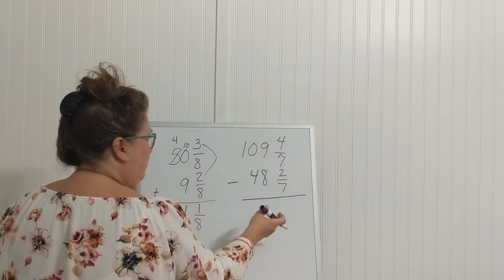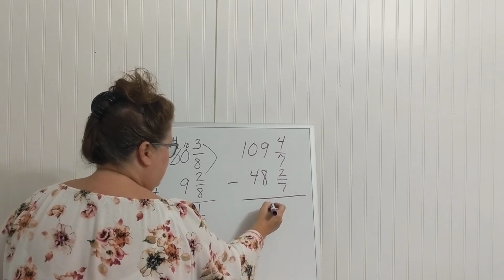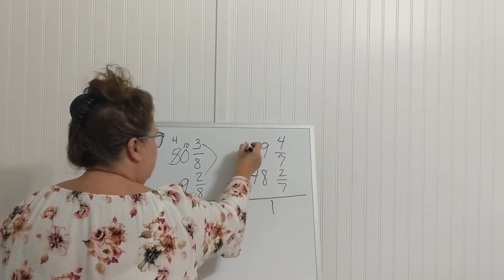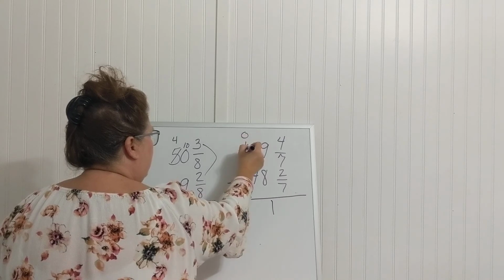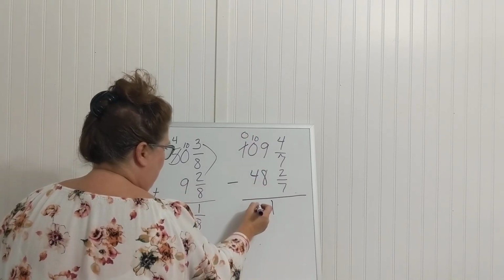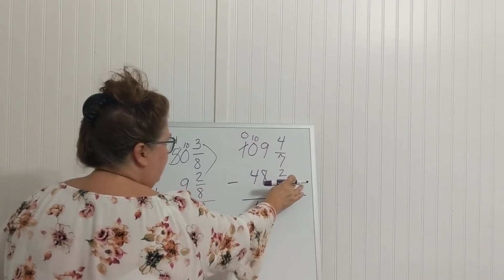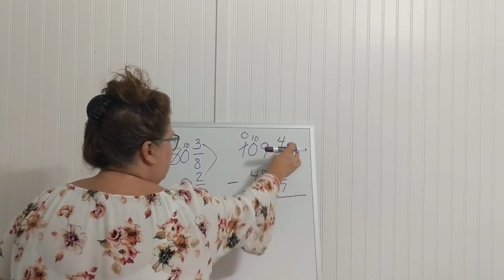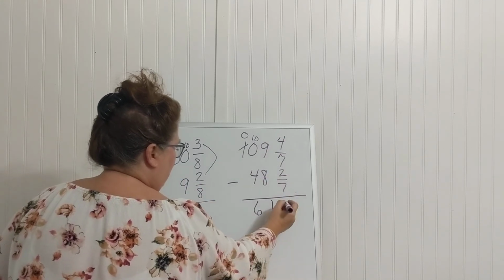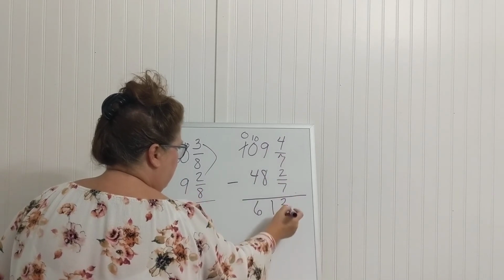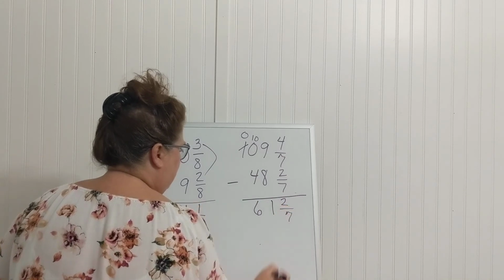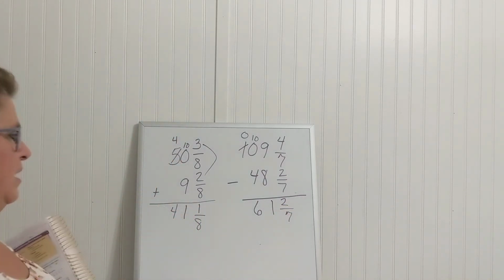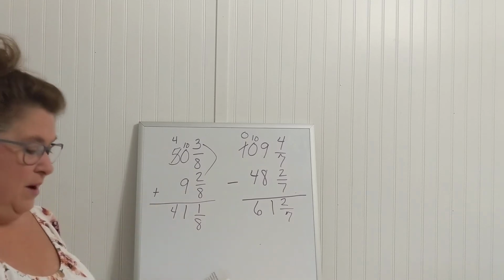So over here we have 109 and 4 sevenths minus 48 and 2 sevenths. We're going to subtract our whole number. 9 minus 8 is 1. We can't say 0 minus 4. Go next door to the 0, borrow. Now we have 10 minus 4, and that is 6. We look over here. Our denominators are the same. We subtract our numerators. 4 minus 2 is 2, and our denominator remains the same, 7. So our difference is 61 and 2 sevenths, all right?